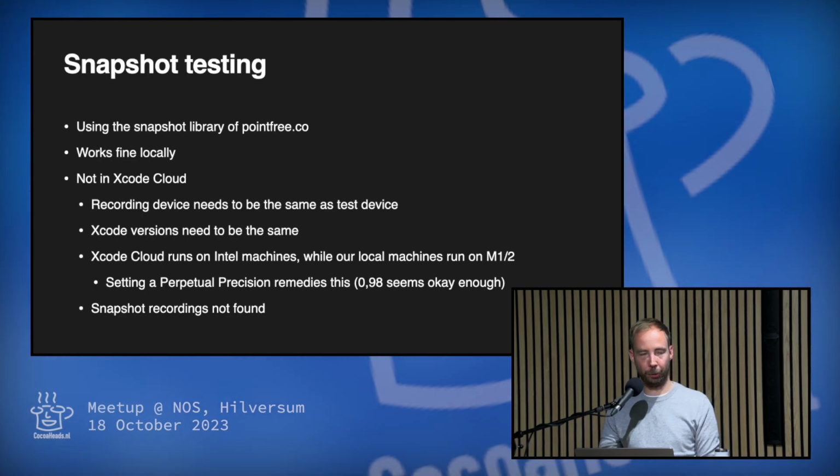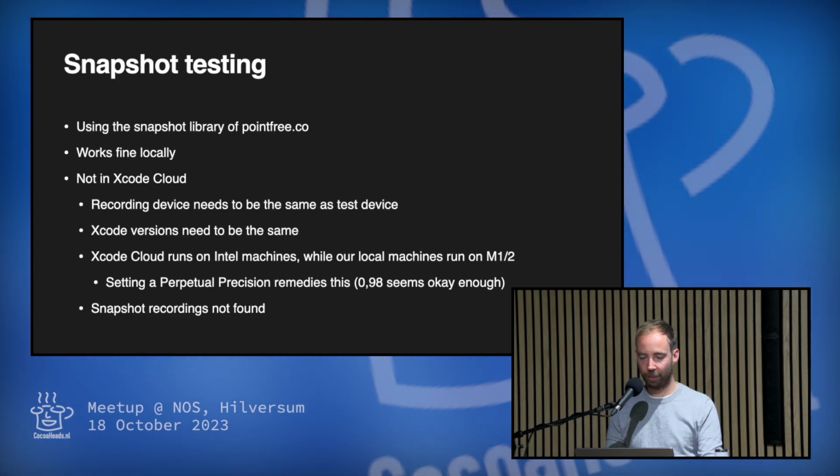There's also a solution to cover for the difference between Intel and M1. Just put the perceptual precision on the library to a little less than 100%, and it will go as planned. We use 0.98, and that will cover most of it, I think, if not all. But the problem we had actually was that our recordings were not found at all during testing.